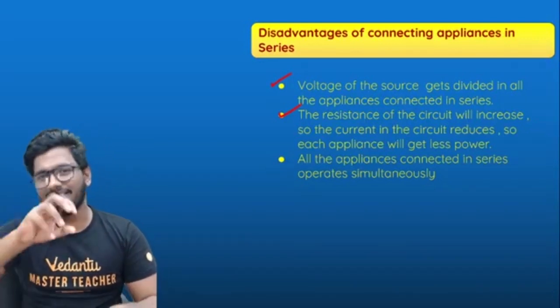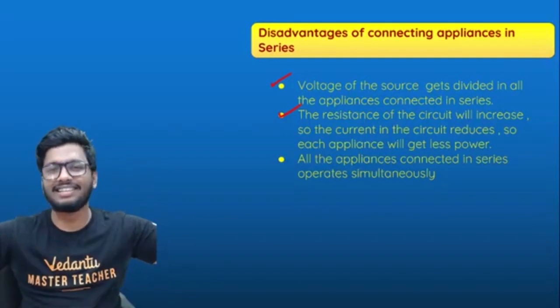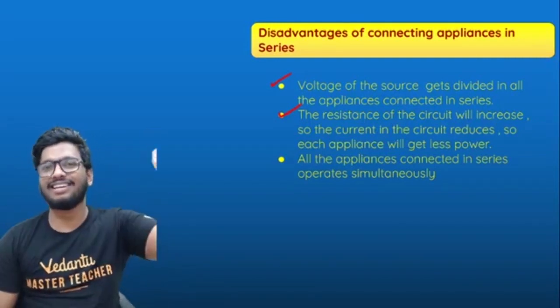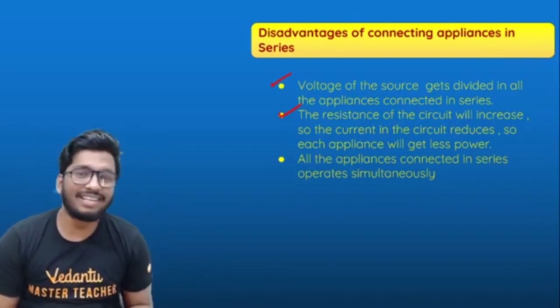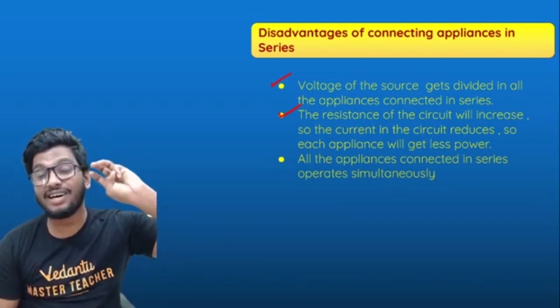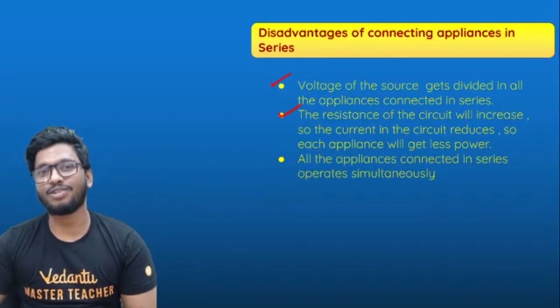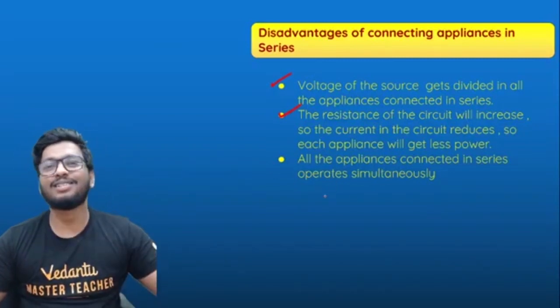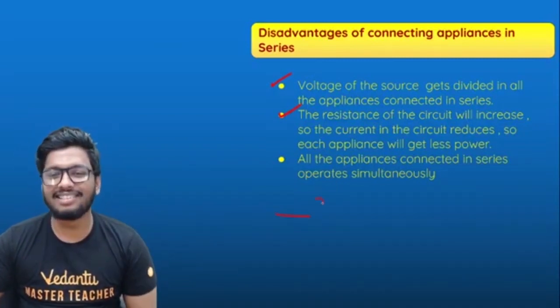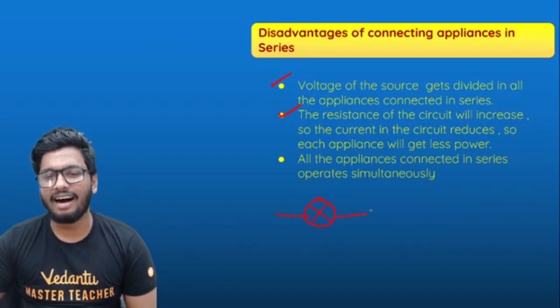So because of this, when there are series connections, the resistance would increase and hence the current would also decrease. And thirdly, the worst part about series connection is that even if one of them stops working, all the others would stop working. For example, guys, let's say there are three bulbs connected, one after the other.